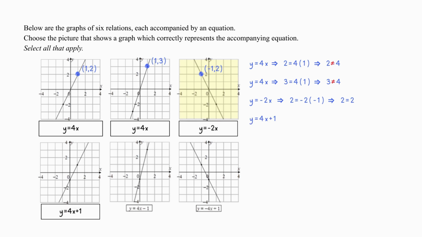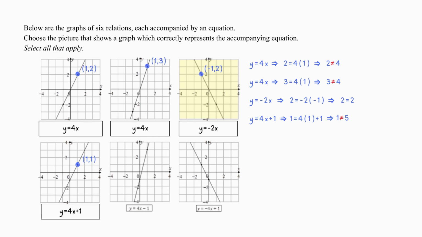How about the fourth function, y equals 4x plus 1? Let's test the point, 1, 1. 1 is equal to 4 times 1 plus 1. 1 is equal to 5. Obviously 1 is not equal to 5, therefore, the function doesn't belong to this graph.